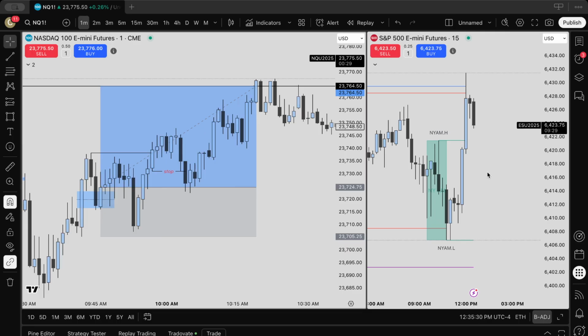Tomorrow will probably be a good trading day. We have data highs, data lows because of CPI.